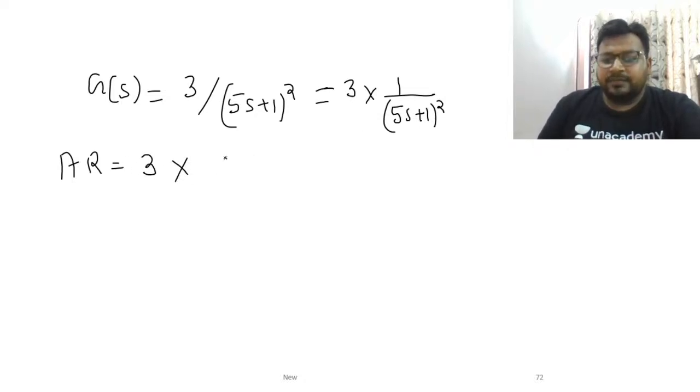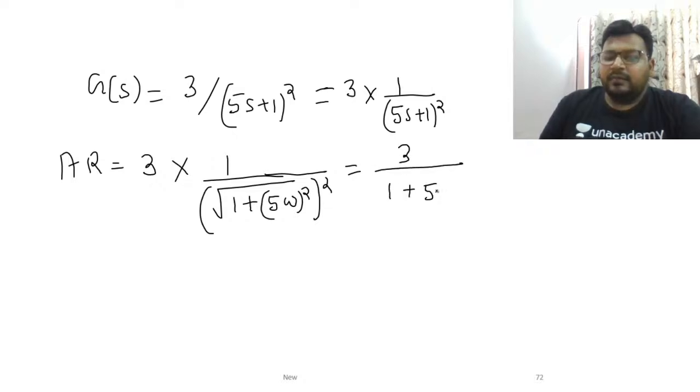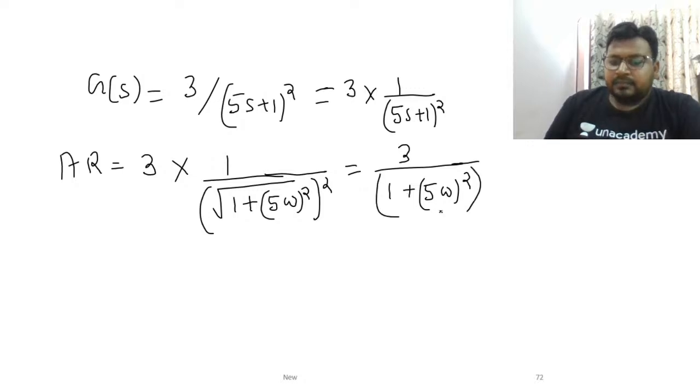It's a first order system. So for the first order system the amplitude ratio is 1 by the square root of 1 plus (5 omega) whole square. And because it is 2 times, it ultimately gets squared. So what is the value that I get? 3 by 1 plus (5 omega) whole square. The square compensated the root and I get this. Okay, so what is omega? Omega is given as 0.5, so you can calculate AR.